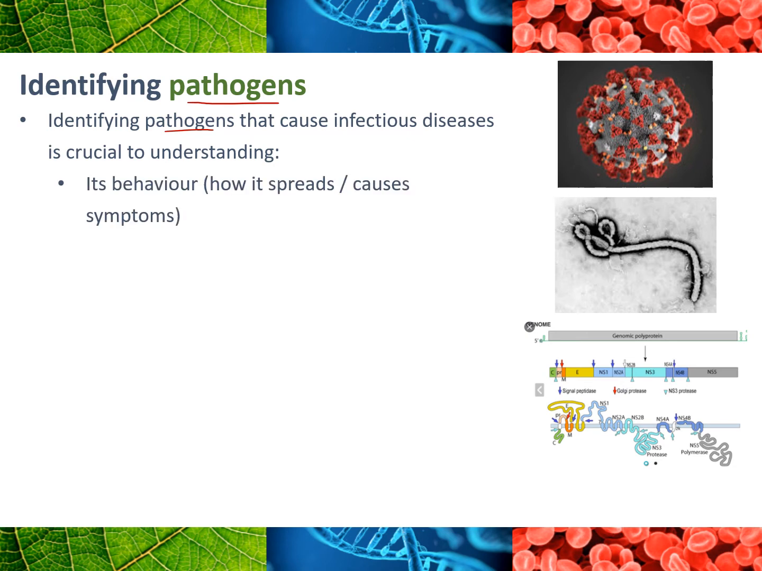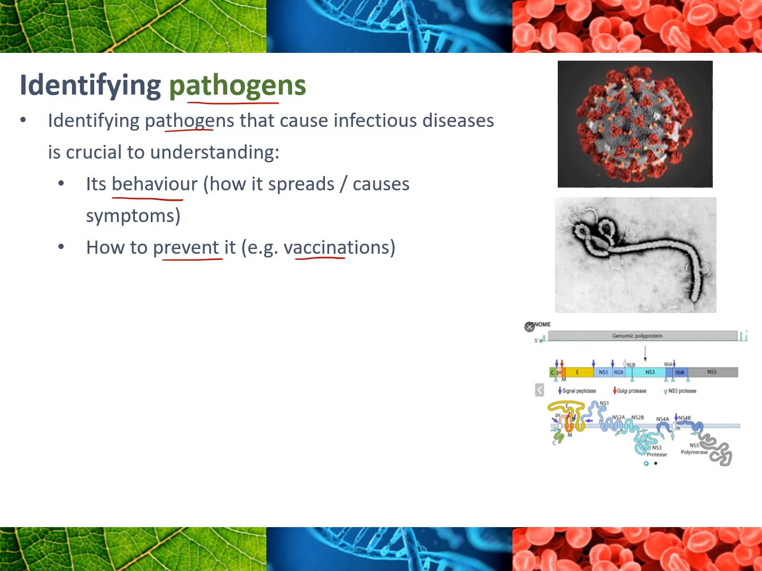Identifying the pathogen helps scientists to understand the behavior of that pathogen. So how is it spreading? How is it causing symptoms? What's that incubation period? How does it impact body tissues? All of those kinds of things. Having an idea of the pathogen and its behavior also allows scientists to work on methods to prevent it, and the main one being vaccination.